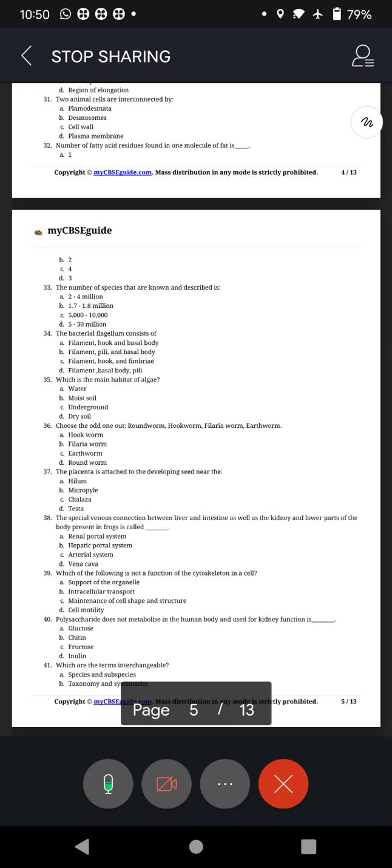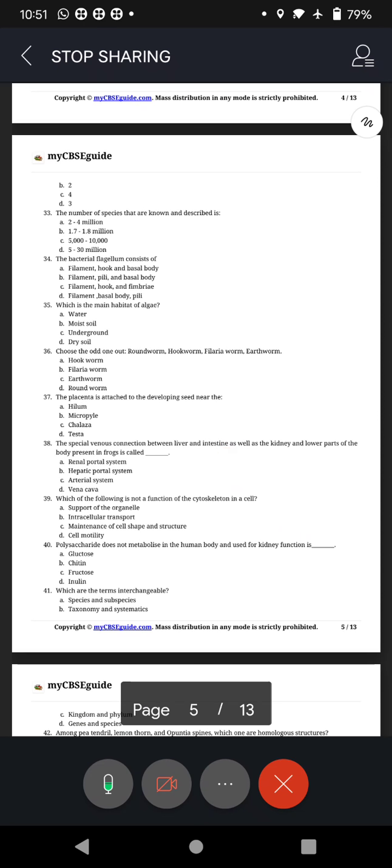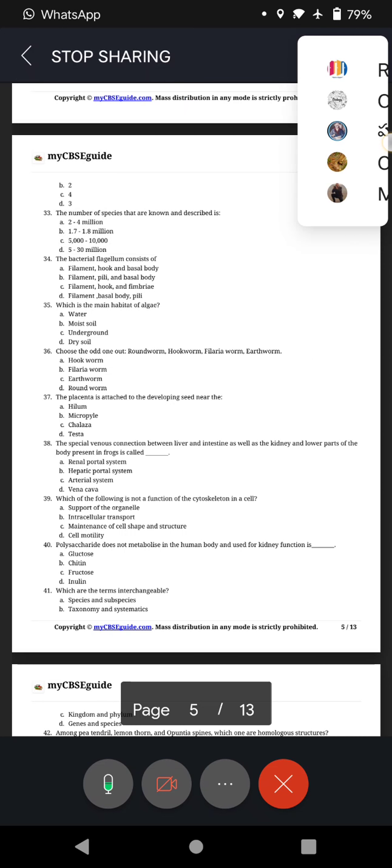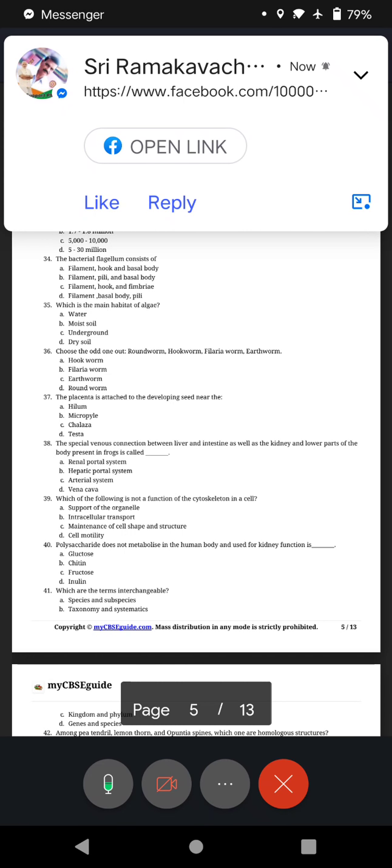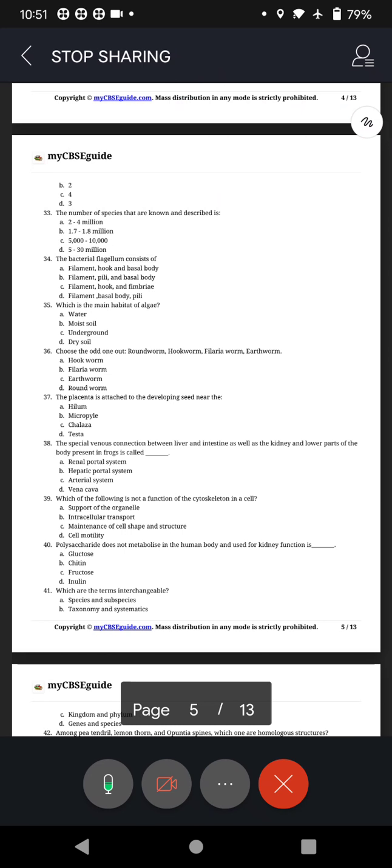Next, 34. The bacterial flagellum consists of A. Filament, hook and basal body, B. Filament, pili, basal body, C. Filament, hook and fimbriae, and D. Filament, basal body and pili. So here we are talking about the structure, the anatomy of the flagellum.